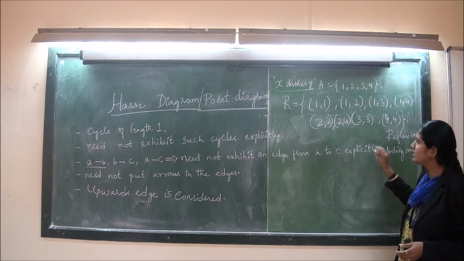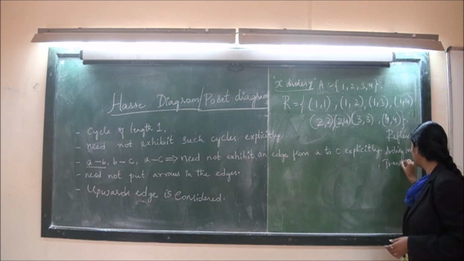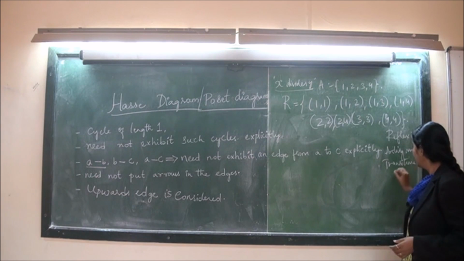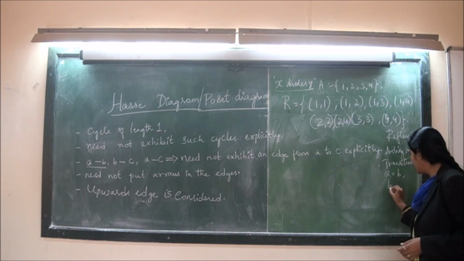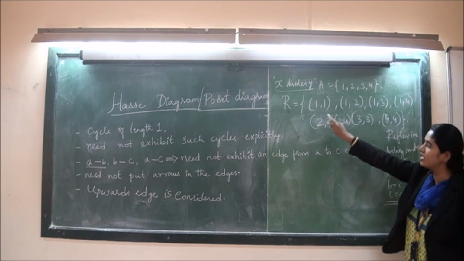And the last property to be satisfied for this relation is transitive. So what is transitive? If a is related to b and b is related to c, then a is related to c. So this property also has to be satisfied to construct this relation.